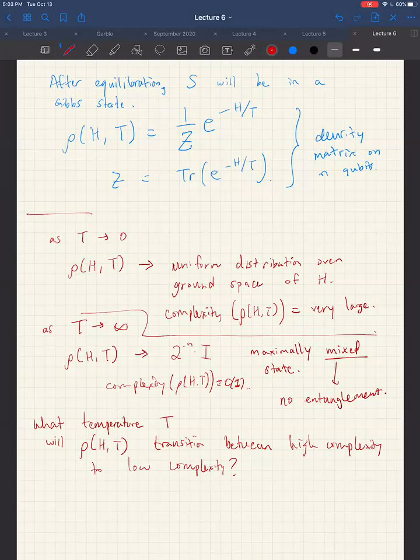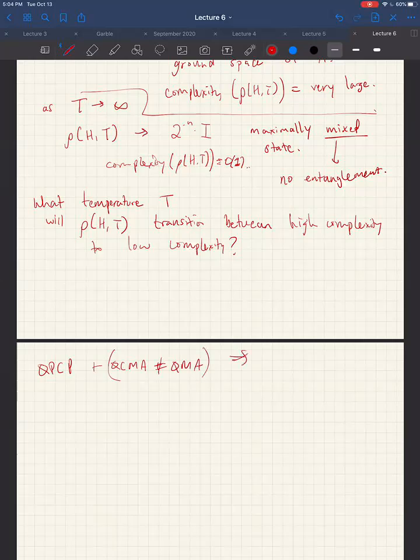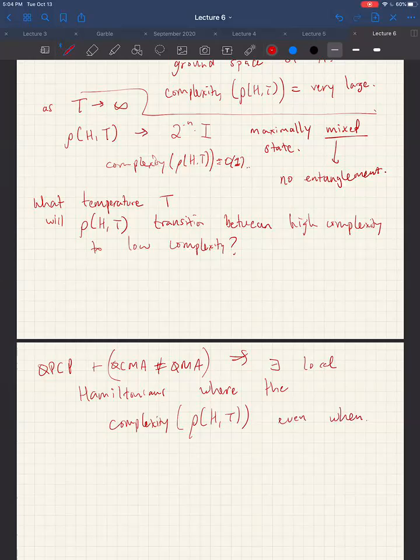Okay, and so what the quantum PCP conjecture says, quantum PCP plus QMA not equal to QCMA, it implies there exist local Hamiltonians where the complexity of this Gibbs state remains high even when the temperature is some growing function of the number of particles.